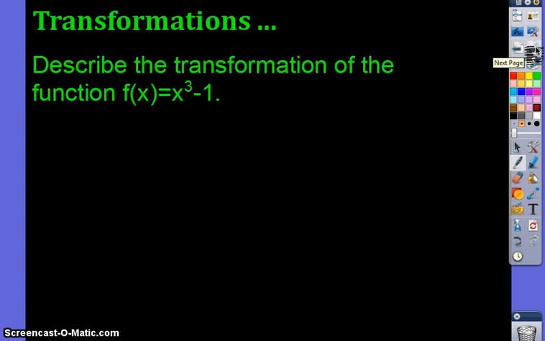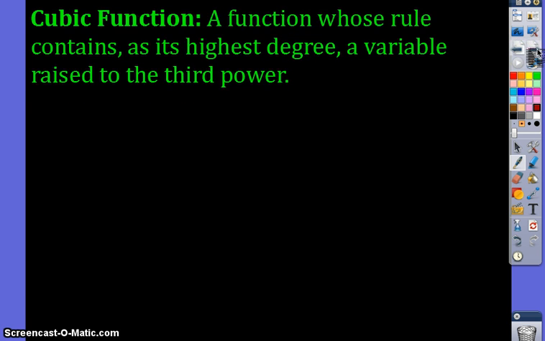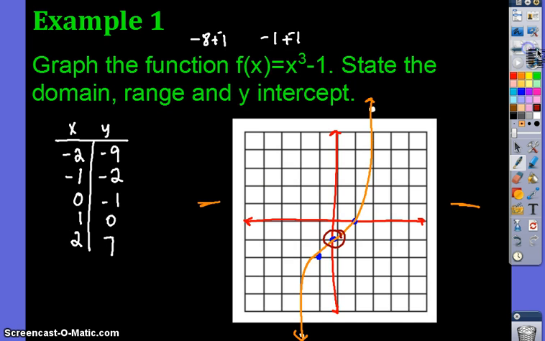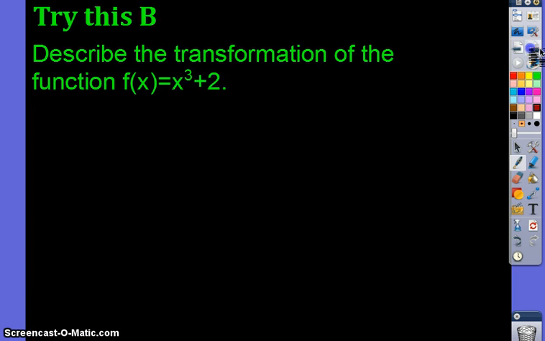So describe the transformation of x cubed minus 1, and that's the one we just did. So we're just going to zoom back over here a second. There's our parent function. We can see that when we did x cubed minus 1, that took us 1 unit down. That would correspond to the vertical translation, which is right there, 1 unit down. So why don't you guys try this one, and this one, and this one, and this one.